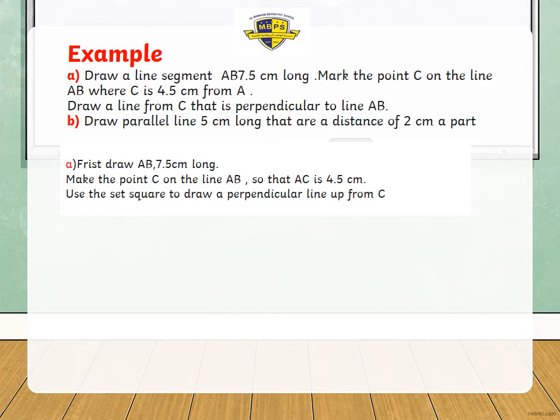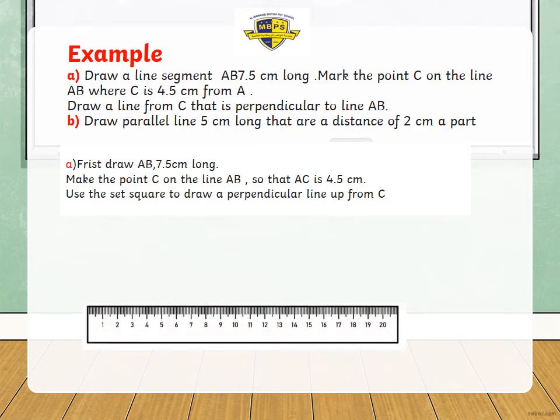How will I draw? First, draw a line segment AB 7.5 cm long. What will I use to draw? I will use a ruler. Then I will draw my line segment. After I draw my line segment AB, I will mark the point C. The point C is 4.5 cm away from point A. Then I will use a set square to draw a perpendicular line up from C.